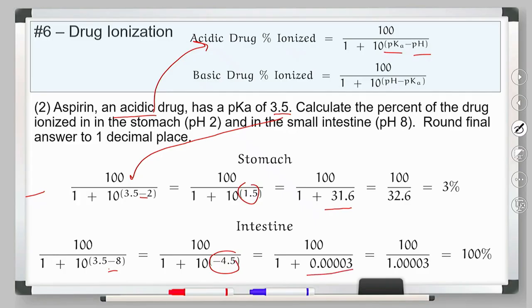When you get a small number in the denominator here, you can see that's essentially 100% ionized, meaning it almost all comes apart in the intestine where the pH is high, whereas very little of it ionizes in the stomach because it's an acidic environment. Acids don't break off in acid environments. Acids dissociate in base environments. Bases don't dissociate in base environments. They dissociate in acid environments. So you'll kind of see that.